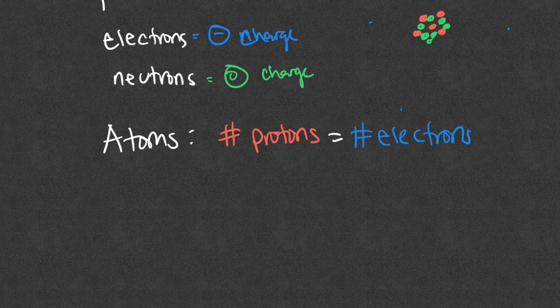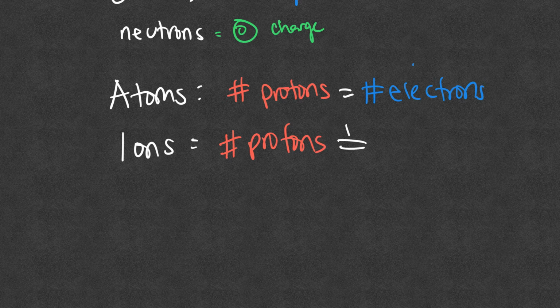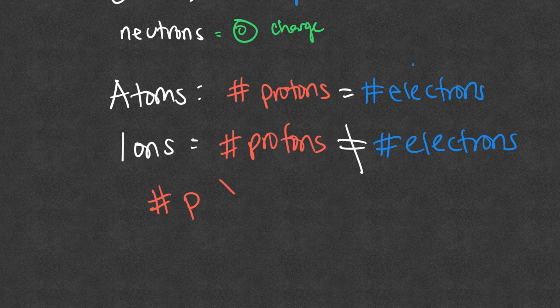But this is not necessarily true with ions. With ions, the number of protons does not equal the number of electrons. So ions have a specific charge that goes along with them. They could be positively charged, and if they are positively charged, that means the number of protons is greater than the number of electrons.